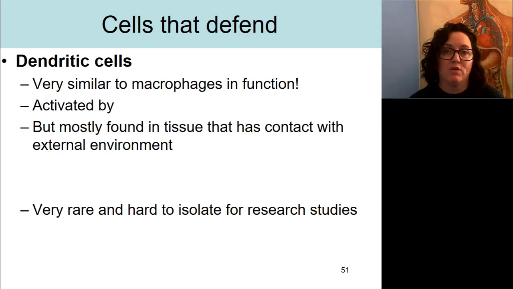Like neutrophils and macrophages, the dendritic cells are also activated by cytokines. Once activated, they can easily gobble up lots of bacteria. Dendritic cells are much more rare compared to macrophages, and they're very hard to isolate for research studies, so we don't actually know a lot about dendritic cells.